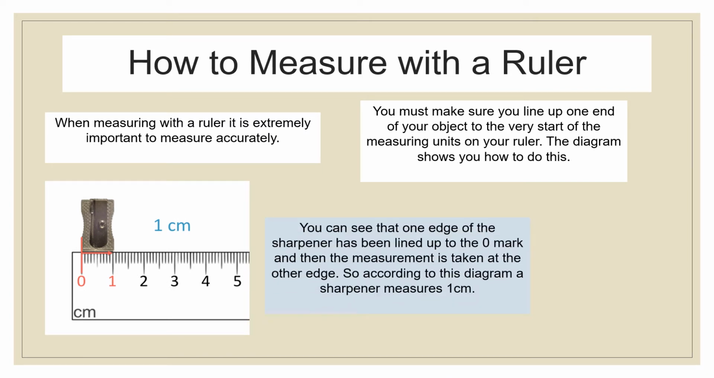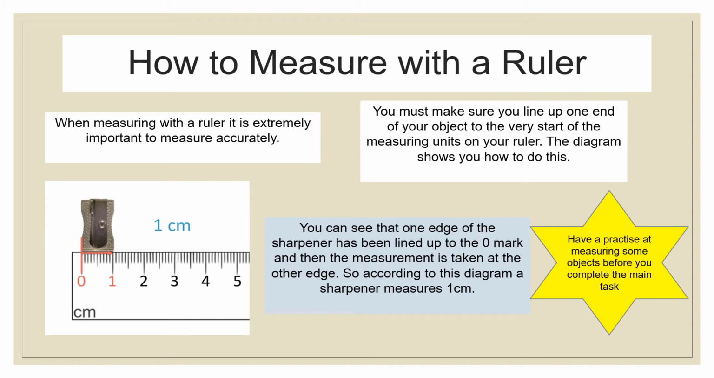You can see that one edge of the sharpener has been lined up to the 0 mark, and then the measurement is taken at the other edge. So according to this diagram, a sharpener measures 1 centimetre. Why not have a practice at measuring some objects before you complete the main activity?